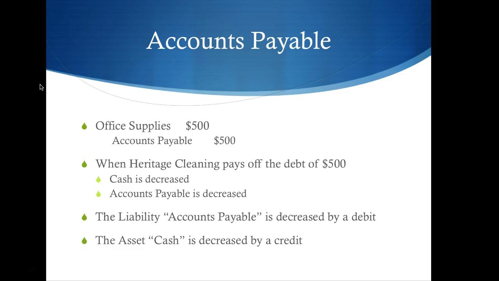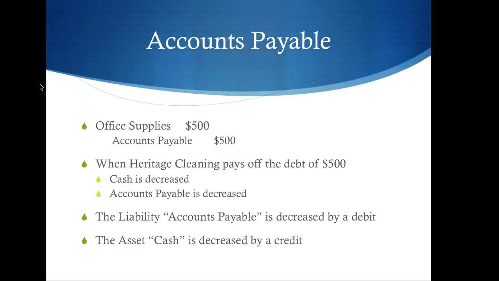Now, when Heritage Cleaning pays off that debt of $500, they will pay it with cash. So cash is decreased and accounts payable is decreased as well. So the liability accounts payable, now that they're paying off that debt, is decreased by a debit, just the opposite of when they increase the liability. And the asset cash is decreased by a credit.